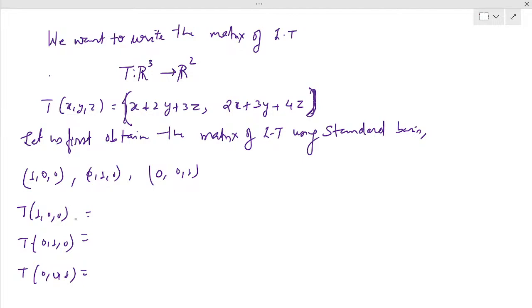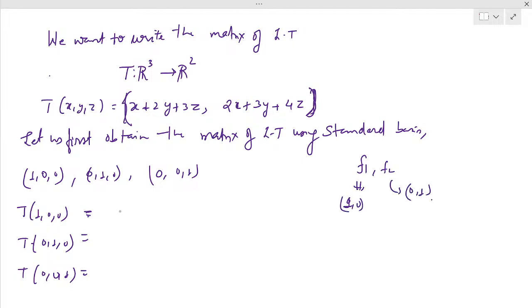What do you think? I think this is easy to find. Please take some time and find it so that we are also able to understand what I'm trying to do. So I'm going to write it directly. And what would be the standard basis in R square? I'll write the standard basis on R square is (1, 0) and (0, 1).